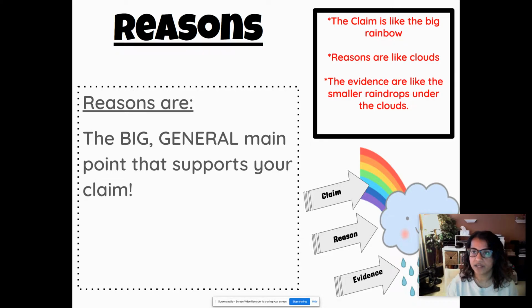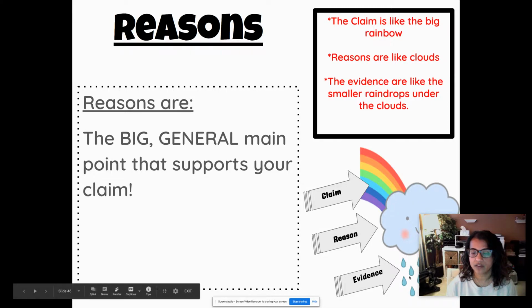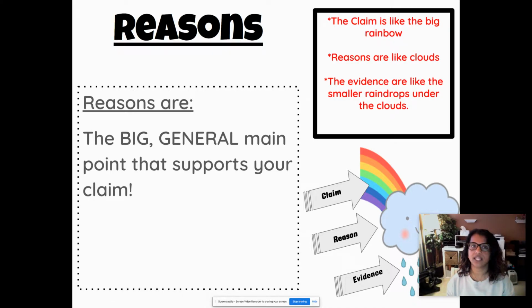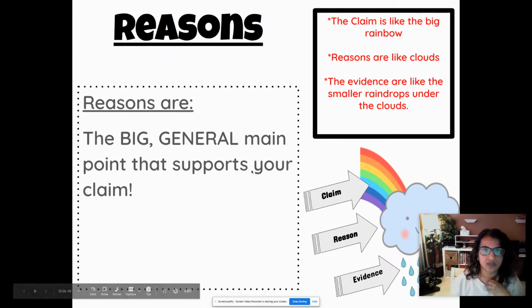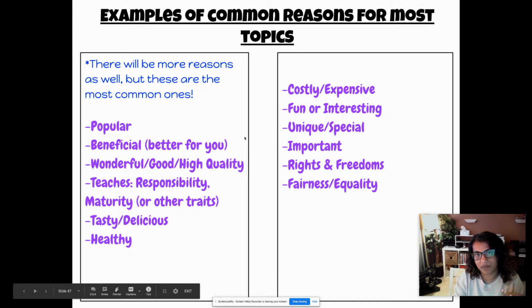If you think about a metaphor or simile, the claim is like that big rainbow that you have, and then the reasons are kind of like the clouds, and then the smaller little raindrops that go under the cloud are your pieces of text evidence. So if you need a way to remember it, that's a good way. There's so many different ways you could remember it, but that's the one I came up with.